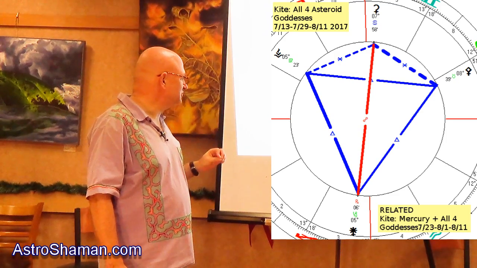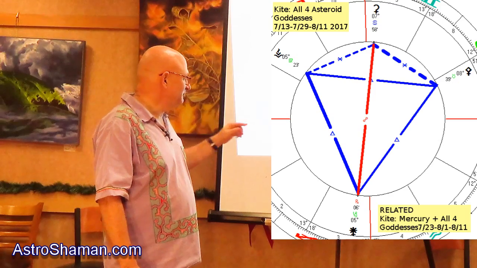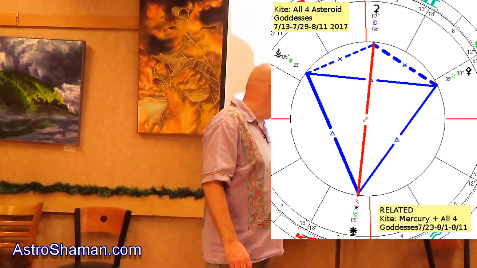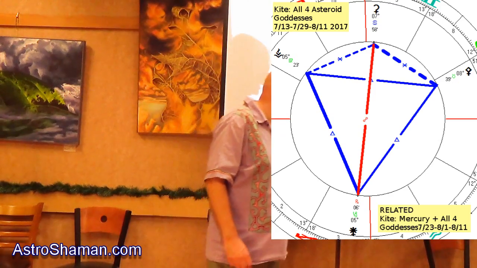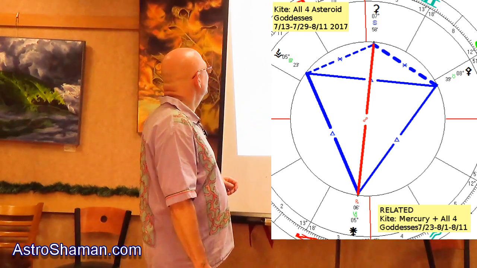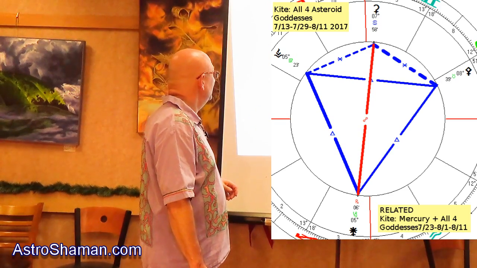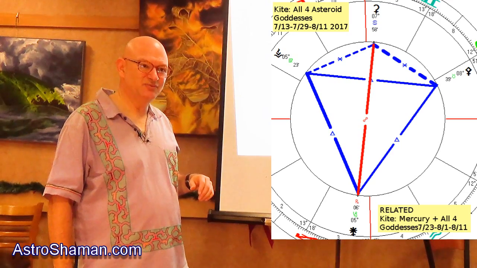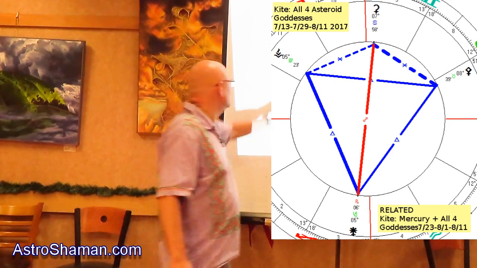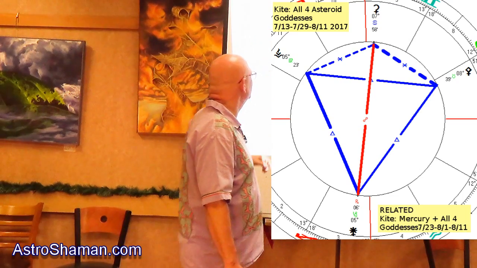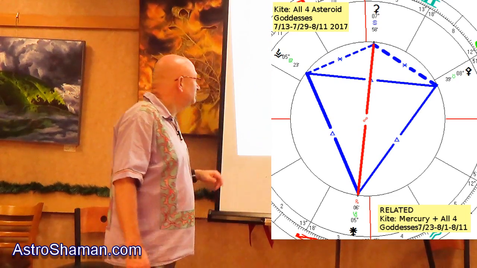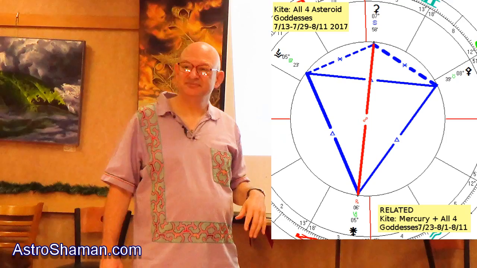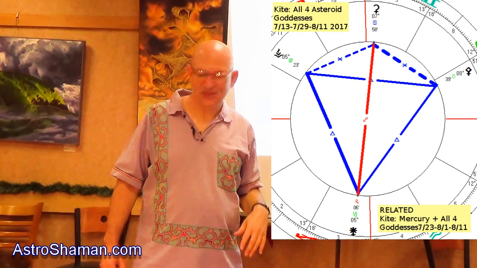And by the way, there's a note: Mercury is involved with this also July 23rd to August 11th, which is most of the run. So that enhances communication and teaching around this, if that is something you want to do. I think Mercury's over here with Vesta at that point. Any questions or comments on this one? All right.